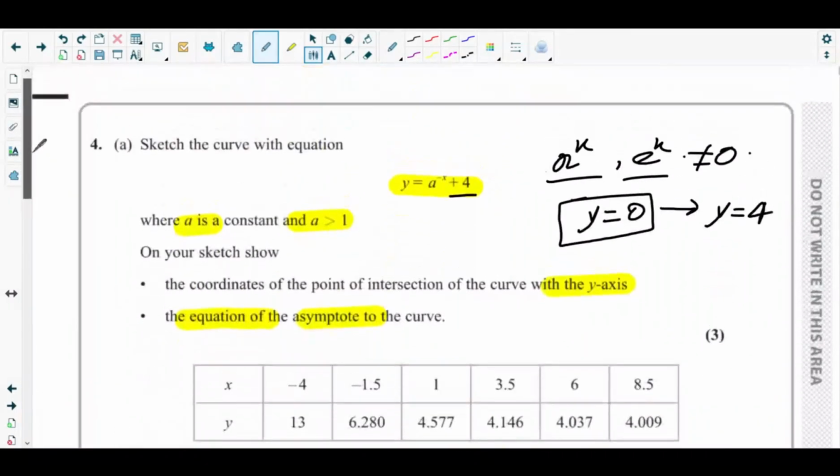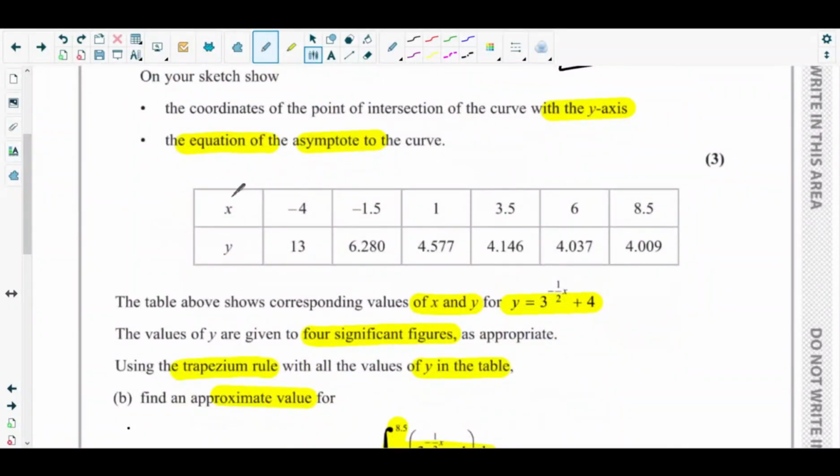So what would be the separation of the parallel sides? The parallel sides are like this, so the separation depends on the x values. Going from -4 to -1.5 and so on, look, it is increasing at a constant rate. From -4 to -1.5, what's the difference? It's 2.5. So each time it increases by 2.5. That means the value of h is 2.5.